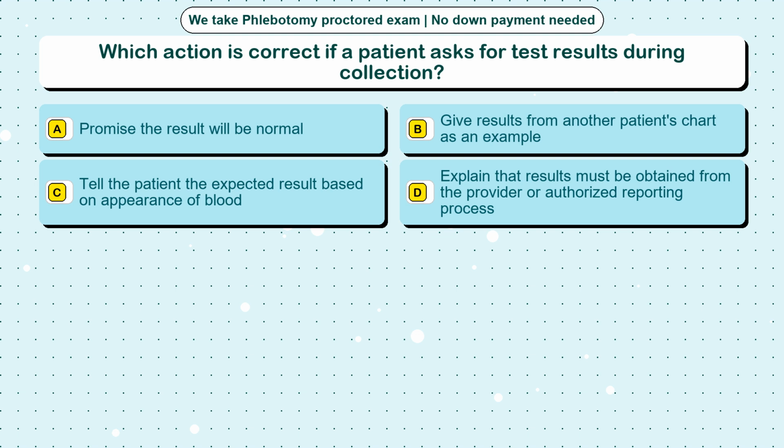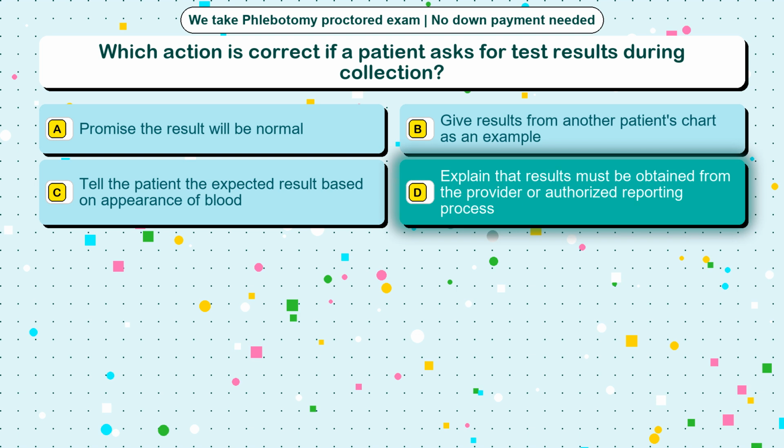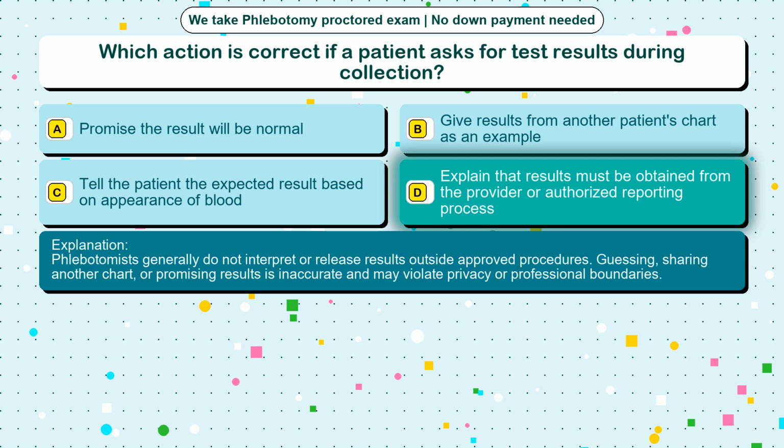Explain that results must be obtained from the provider or authorized reporting process. The correct answer is option D. Explain that results must be obtained from the provider or authorized reporting process. Phlebotomists generally do not interpret or release results outside approved procedures. Guessing, sharing another chart, or promising results is inaccurate and may violate privacy or professional boundaries.